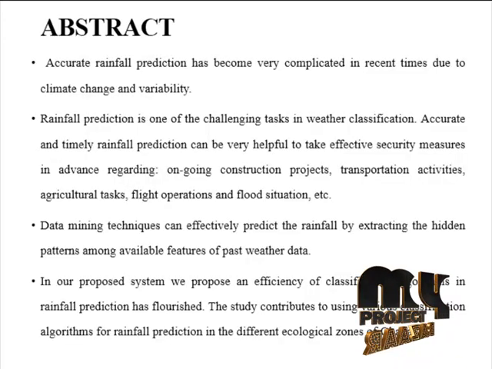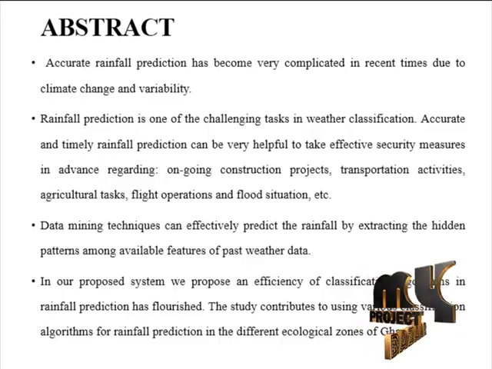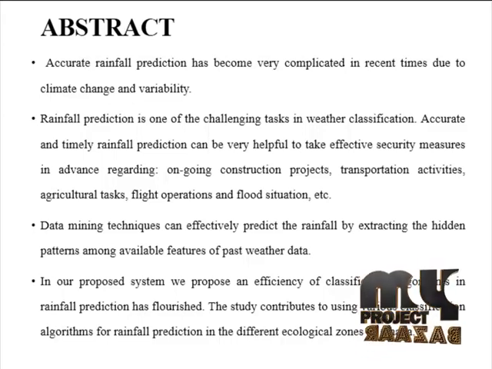The title of the project is Rainfall Prediction Using Machine Learning for Agriculture in the various ecological zones of Ghana. And the abstract of the project is: accurate rainfall prediction has become very complicated in recent times due to climate change and variability.